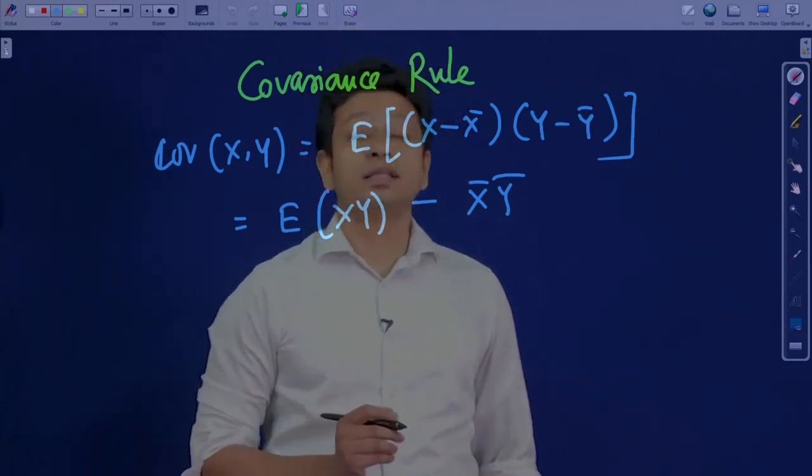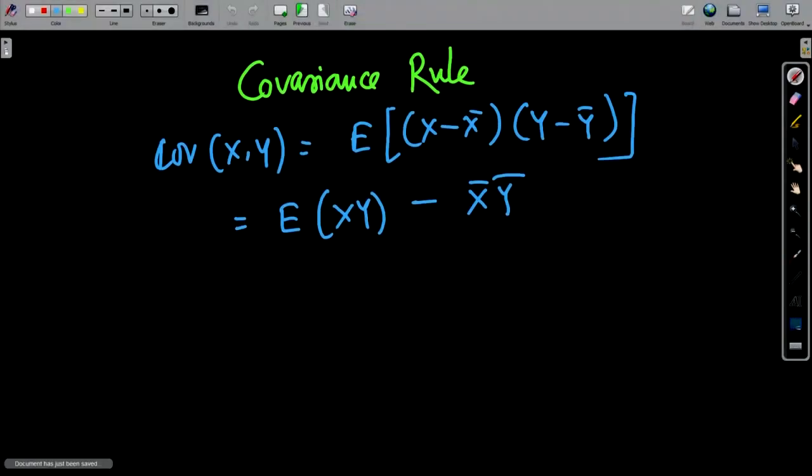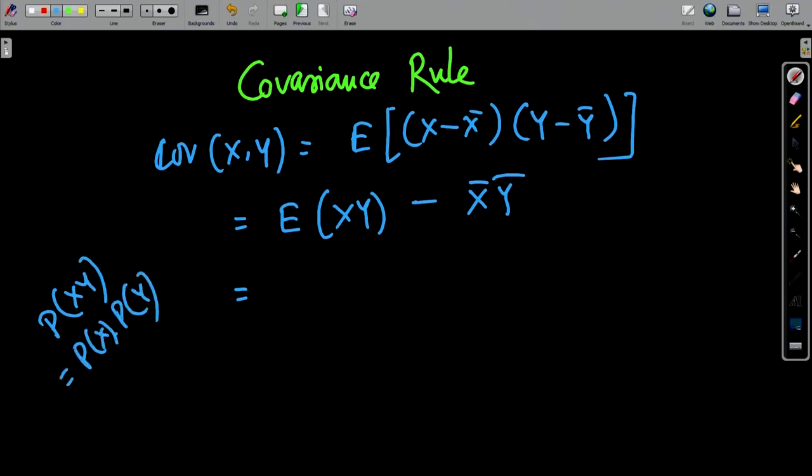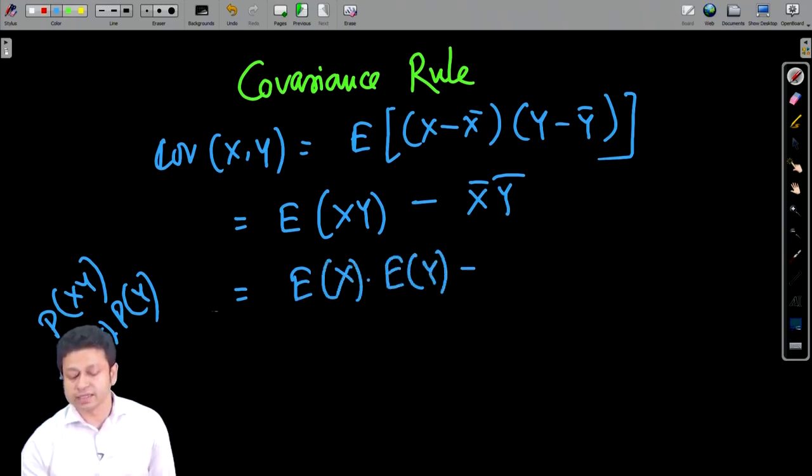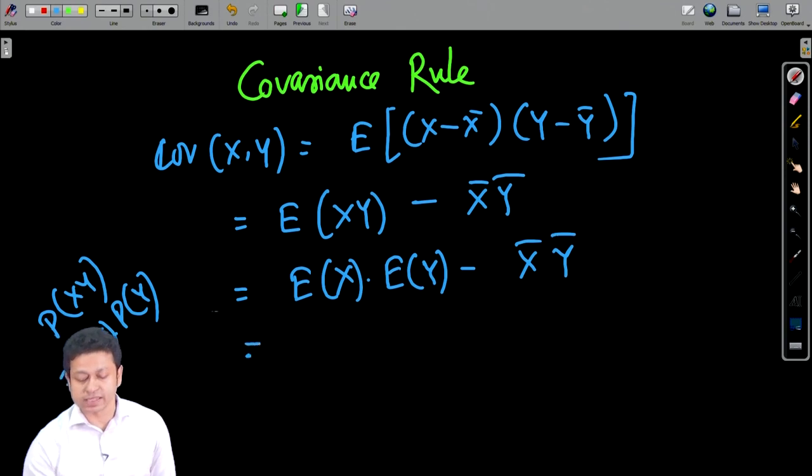Now, I said that these two variables x and y are independent of each other, so their values are not dependent. If that is the case, we can write like we did for two independent events when we dealt with probabilities, where probability of x y is equal to p x times p y. In the same fashion, we write here E x times E y minus x bar y bar. So, E x E y is nothing but x bar y bar, minus x bar y bar. So, that is equal to 0.